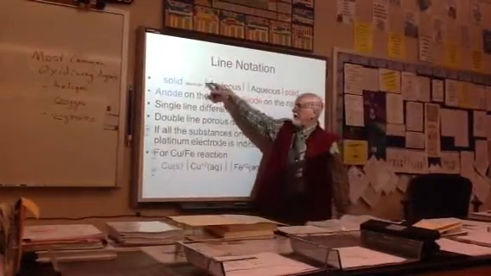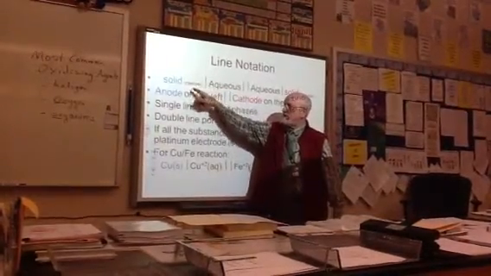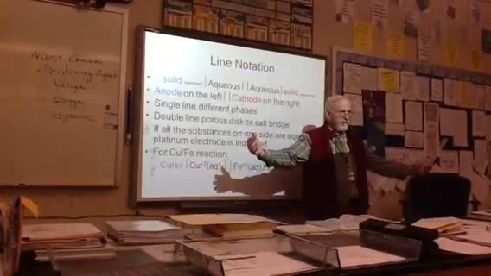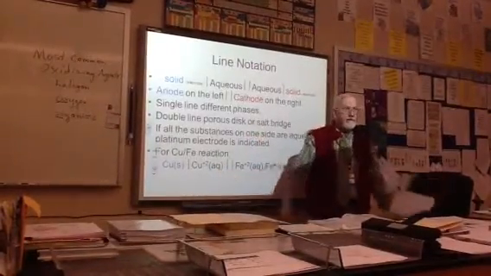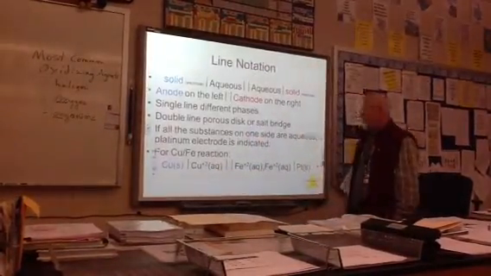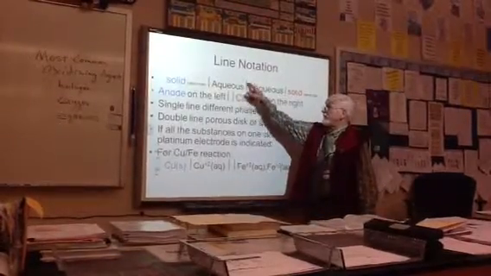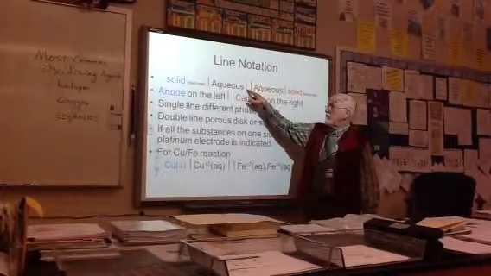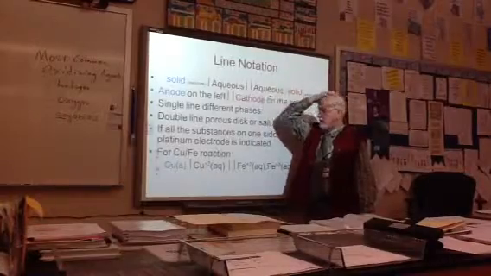When we draw a line here that separates the phases, you always start with the solid on the outside, whatever it may be, that defines the electrode. This is going to represent your salt bridge, or the porous disk.